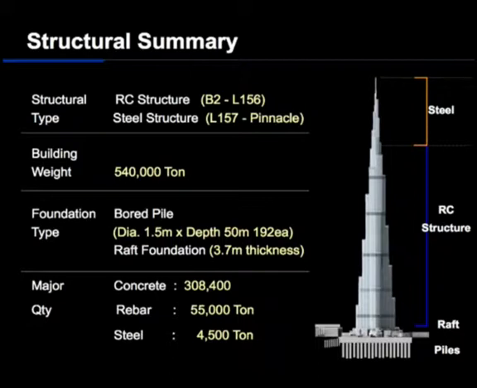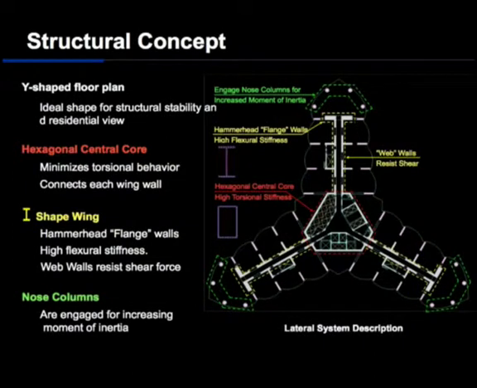And we have used 300,000 cubic meters of concrete, 55,000 tons of rebar and 4,500 tons of structural steel. As you can see, this floor plan is a Y-shape, and a Y-shape is an ideal shape for structural stability, and at the same time provides residents a perfect view.